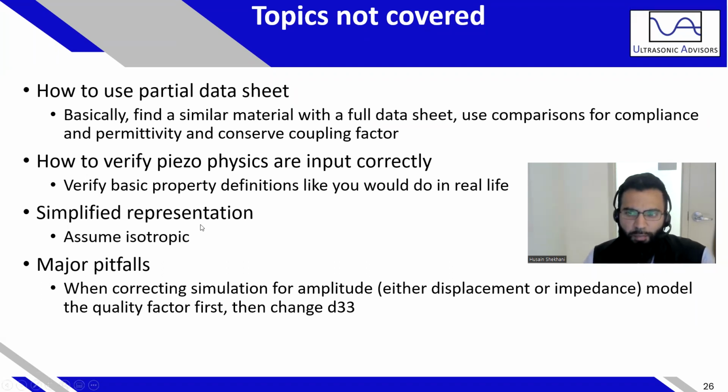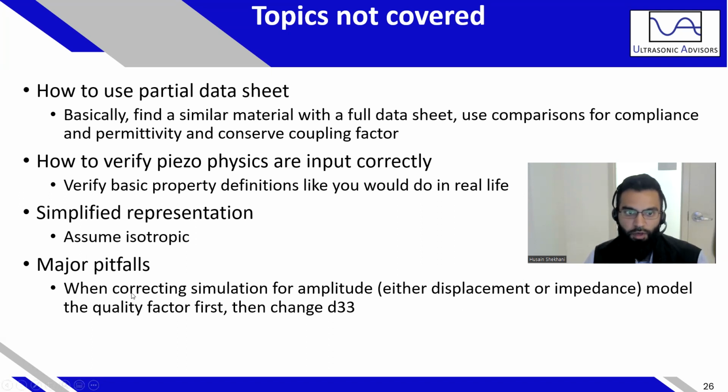I didn't discuss simplified representation, but I did that in the first webinar on modal analysis because I used a program that doesn't have isotropic. But basically, you assume isotropic material properties in the property direction you care about, like the 3-3 direction, and then you apply Poisson's ratio, and you're good to go there.